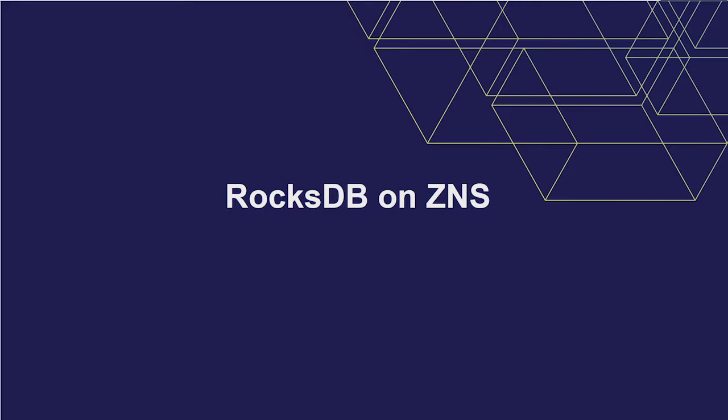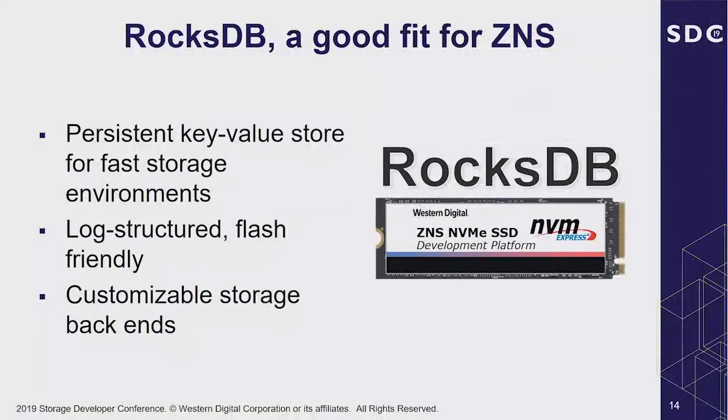So that's that. Let's look into how we've adapted RocksDB for ZNS. So why RocksDB? Why did we pick this? Well, it's a very nice piece of the puzzle. It's a nice application to enable because it enables a whole lot of different things that use it as a key value backend. And it's optimized for flash storage. It's written in C++ and optimized for things like flash.